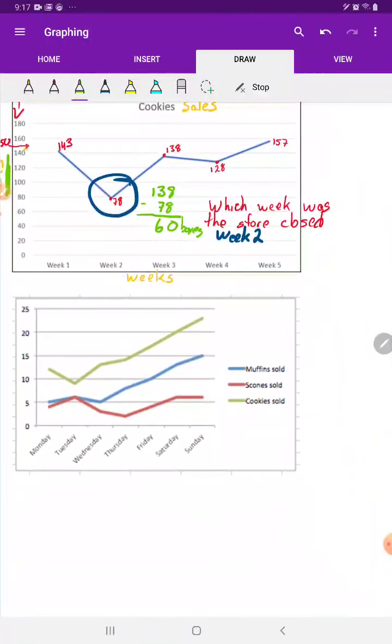Then we can also have multi-line graphs. So you're going to see this in the grade, and actually in both works. And multi-line graphs allow us to look over time and compare things, okay?